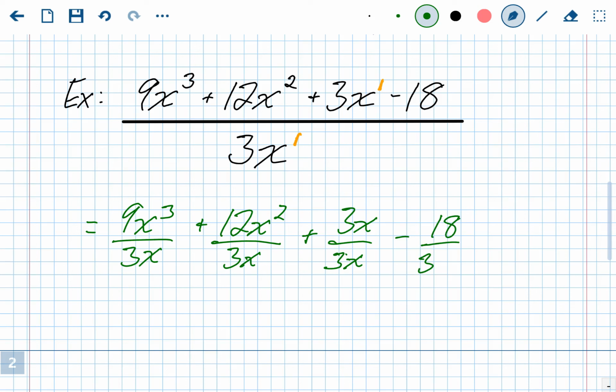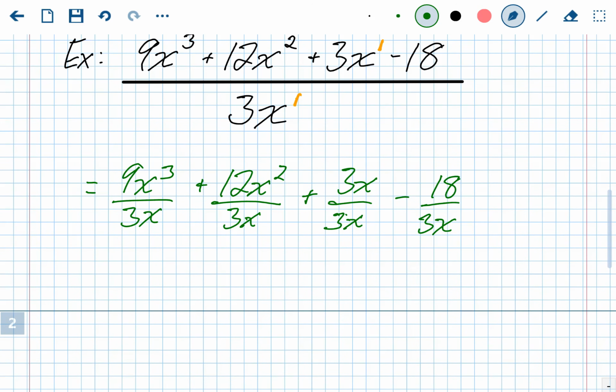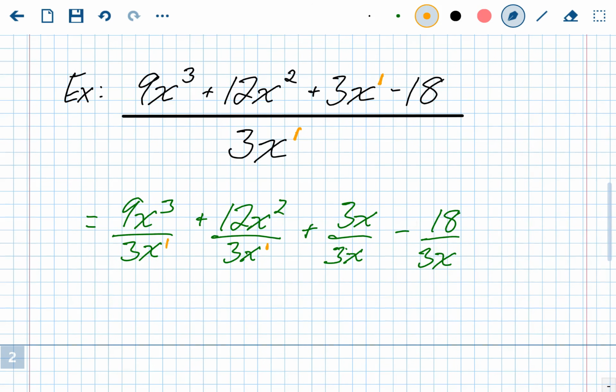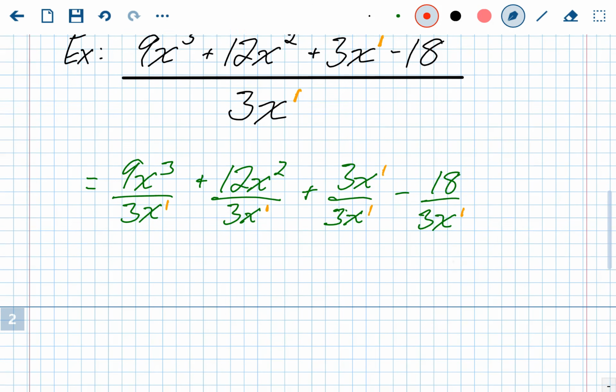Okay. So same thing with the 3x over 3x minus 18 over 3x. And then from here, it's just using the exponent properties. Divide the numbers, subtract the exponents. Okay. They all have an x exponent, x to the first power. So if it helps, you can include those and just run through the list. There's 4 terms, so you're just going to do this 4 times.